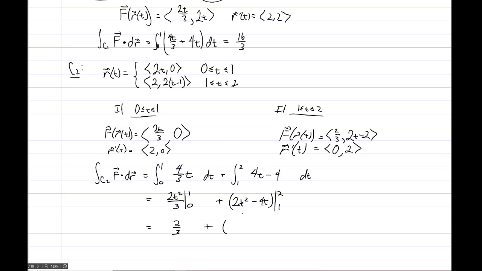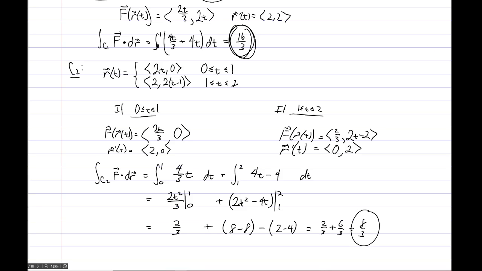plug in t is 2 first, so 8 minus 4 times 2 is also 8, minus, and then plug in 1, so 2 minus 4. So we have here 2/3 plus 0, let's not write that, minus negative 2, so plus 2, so plus 6/3, so we get 8/3. Now if you take a look, the final answers are different. Over here we had 16/3, here we have 8/3.